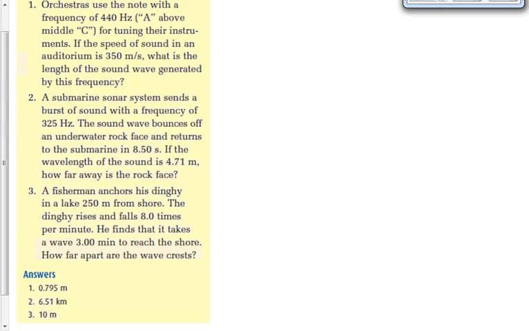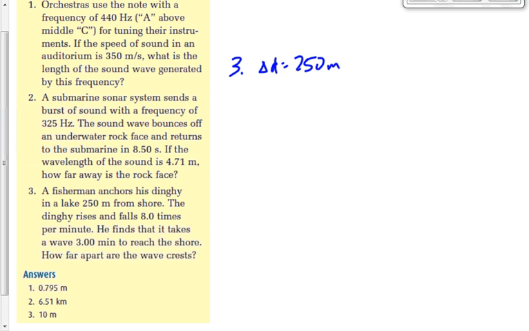All right, guys, let's take a look at number 3 here again. It says, a fisherman anchors his dinghy in a lake 250 meters from shore. The dinghy rises and falls 8 times per minute. He finds that it takes the wave 3 minutes to reach the shore. How far apart are the wave crests? Just the wording of this can kind of throw us off a little bit sometimes. He is 250 meters from shore. In other words, the wave has to travel 250 meters. That's not the wavelength. The length of one wave is not 250 meters. That's how far the wave will travel if it's traveling from his dinghy to the shore.